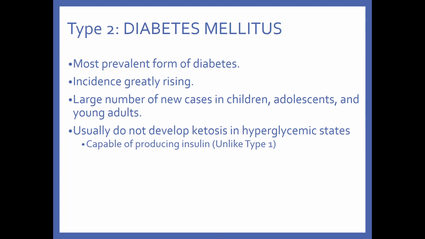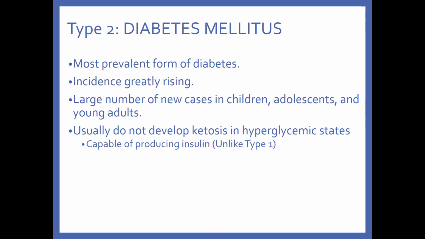So now moving on to type 2 diabetes. This is the most prevalent form of the disease, and we are seeing rising incidence in type 2 diabetes. We're seeing more young kids and adolescent age kids being diagnosed with type 2 diabetes now, when in years past we used to primarily think of type 1 with kids, but now we're seeing more type 2 diabetes with kids. So that is a rising issue in our society.